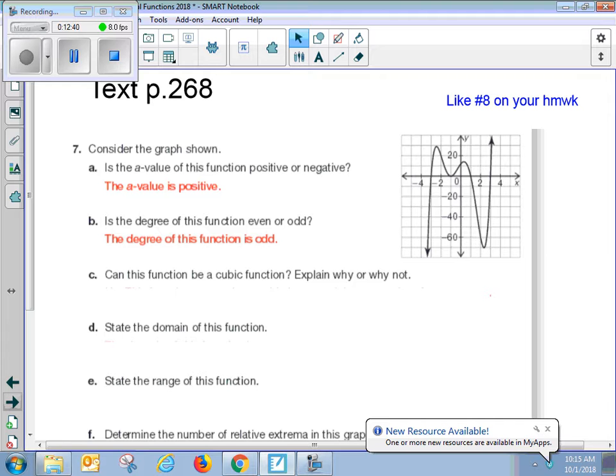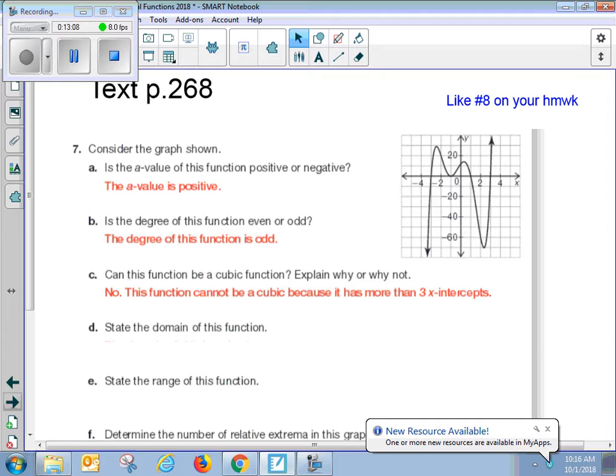Question so far? Okay. Can this function be cubic? No. Good. I heard a couple solid no's. I can count 1, 2, 3, 4 points on my x-axis. There is no way a third-degree equation could have 4 x-intercepts. Would you agree? Because it can't have more than the degree of the problem.